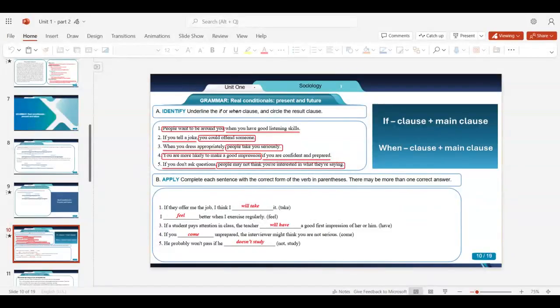Sometimes the students don't follow the instructions. The instructions are always clear, and the students must follow all of them. Otherwise, it creates problems. Most of the time, such instructions are underline or circle. I just want to share this with you. Here we have identify. You can easily find out: people want to be around you. So what is this? Which part is this? Is it the if clause or the result clause?